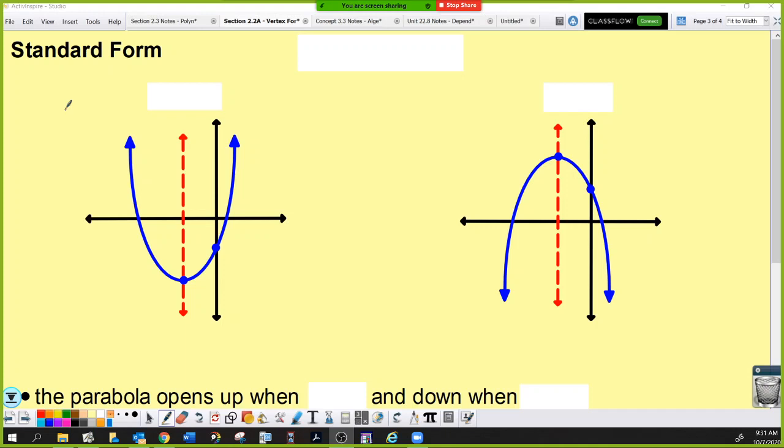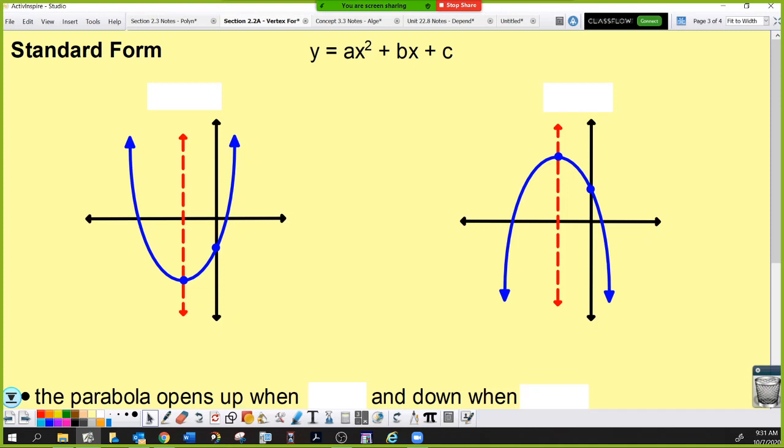Well, vertex form is great for graphing. Standard form, which is y equals, or f of x equals, ax squared plus bx plus c, is really, really good for everybody's favorite word problems. Question for me already? Wow.